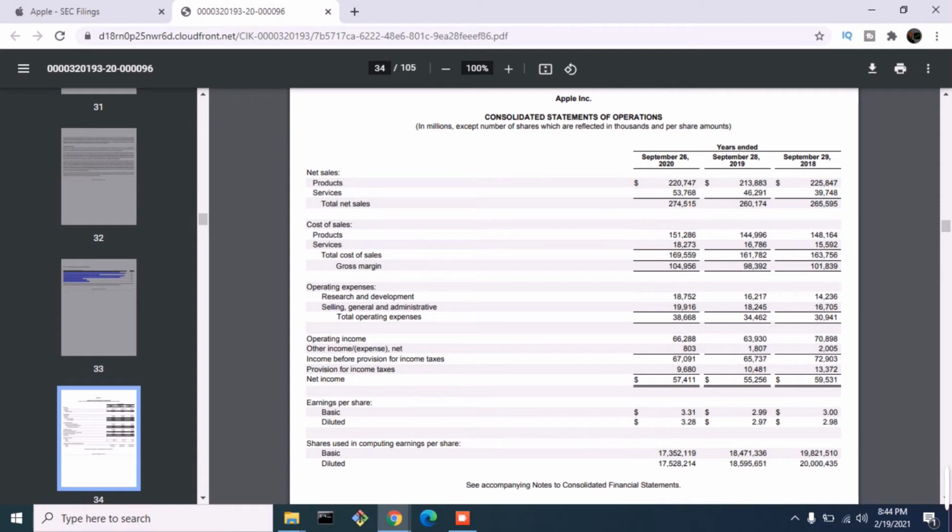So you see that total net sales for the year ended 2018 were 265.5 billion. And then in 2020, they had grown to 274.5 billion. Now, that's not explosive growth. What you can do right now is you can actually pause the video and you can calculate this thing out for yourself. Or maybe I'll go ahead and leave it calculated for you. And then you'll see the percentage of how much Apple has grown over these 3 years.